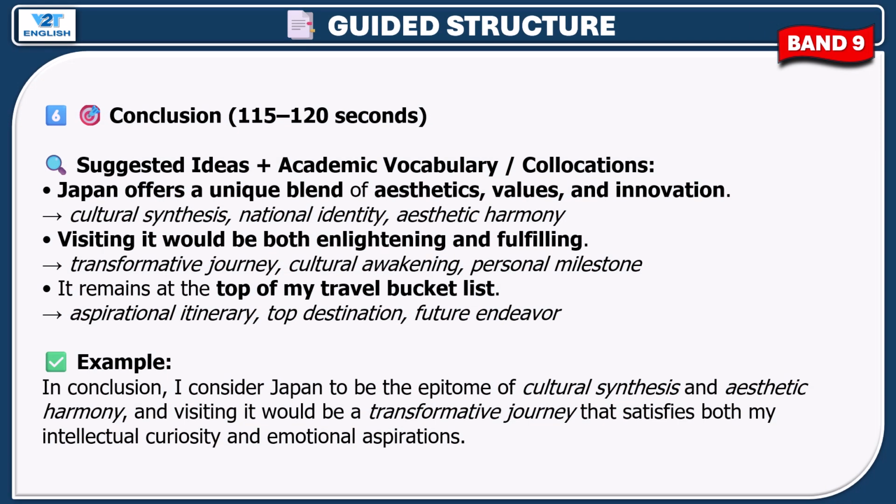6. Conclusion, 115 to 120 seconds. Suggested ideas plus academic vocabulary and collocations. Japan offers a unique blend of aesthetics, values, and innovation. Cultural synthesis, national identity, aesthetic harmony. Visiting, it would be both enlightening and fulfilling. Transformative journey, cultural awakening, personal milestone.